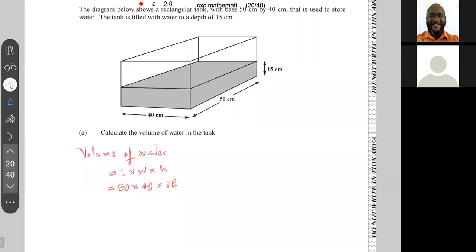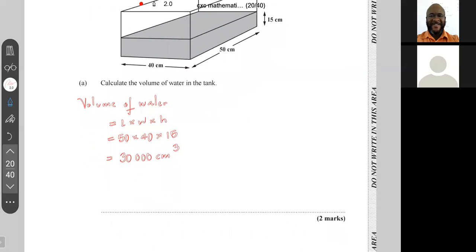So the volume of water in the tank, 50 by 40 by 15. This is 30,000 centimeters cube. So the unit of volume is centimeters cube, and this is the volume of water in the tank. What are we told next?